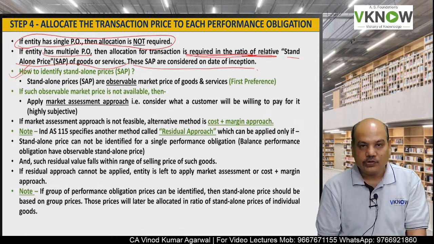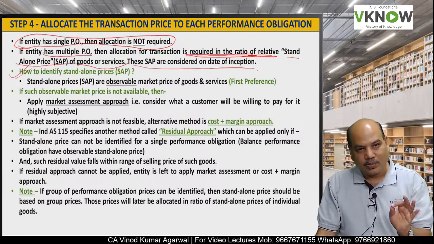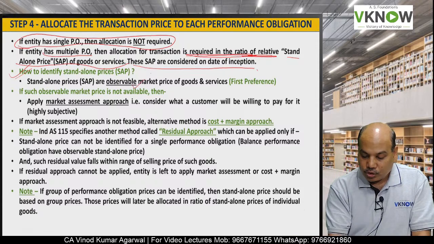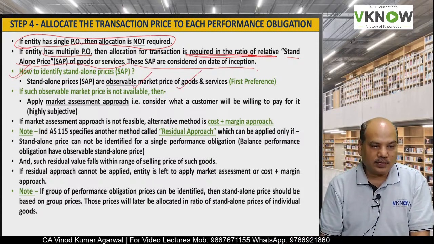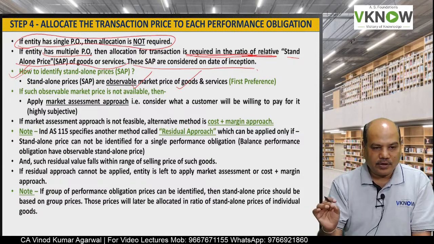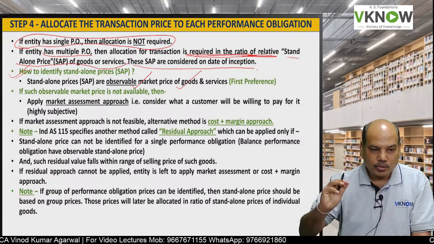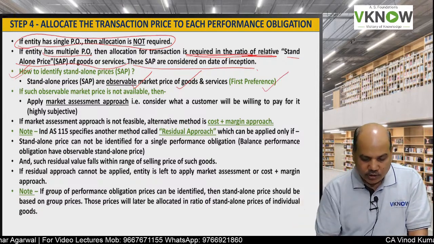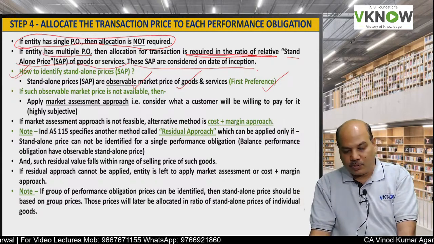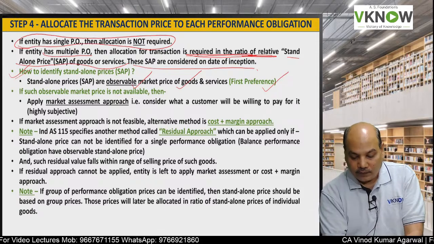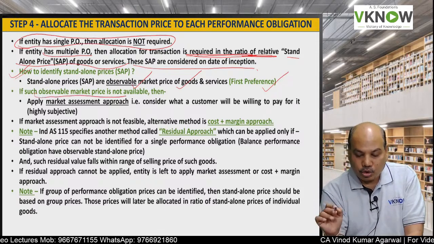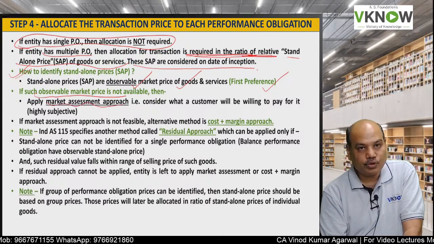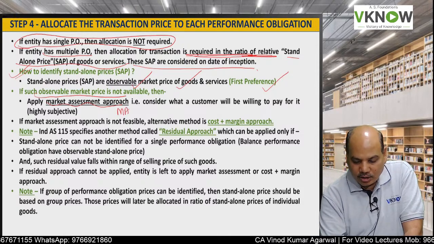How to identify standalone price? Sometimes it can be very easy, but sometimes it can be difficult also. Standalone prices are the observable market price of goods and service, that is the price at which these goods and services are sold or transacted in the market on their own, which is my first preference. The first preference will be the observable market price, but if such an observable market price is not available, then apply the market assessment approach, MAA.